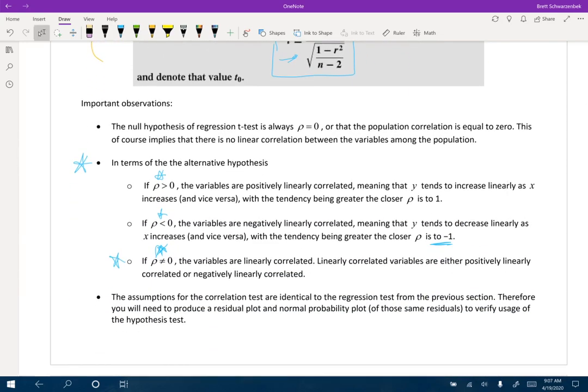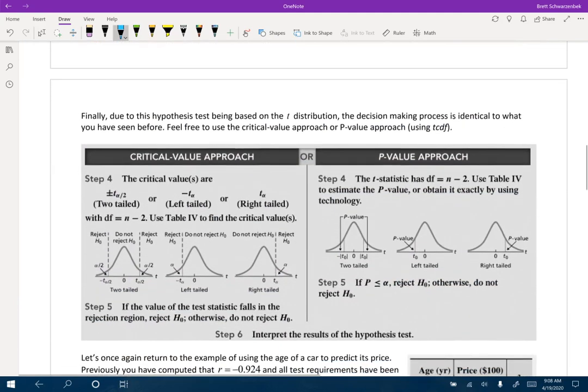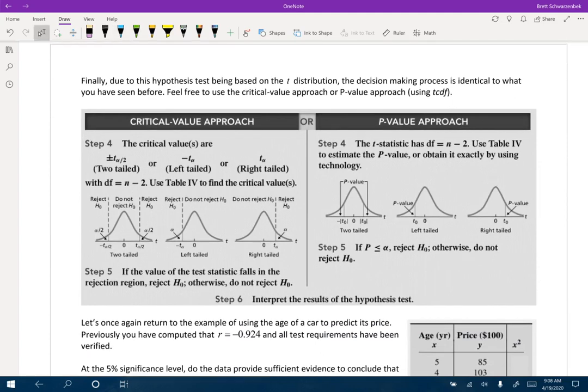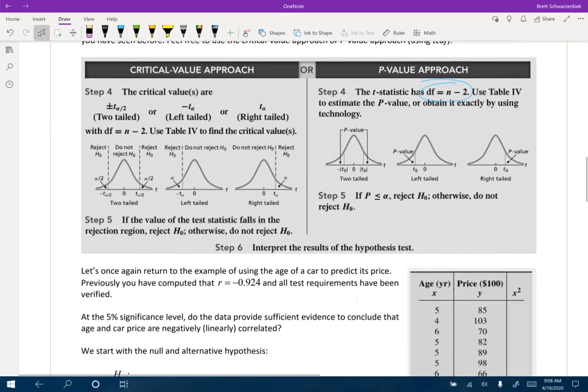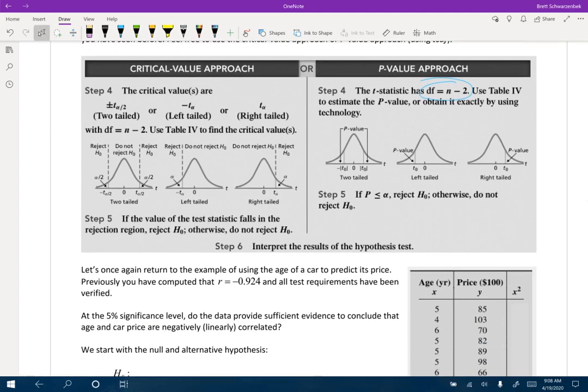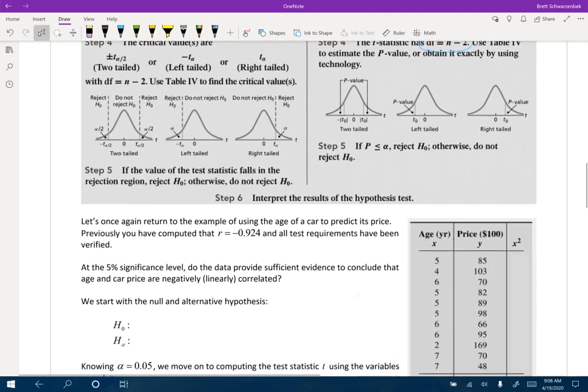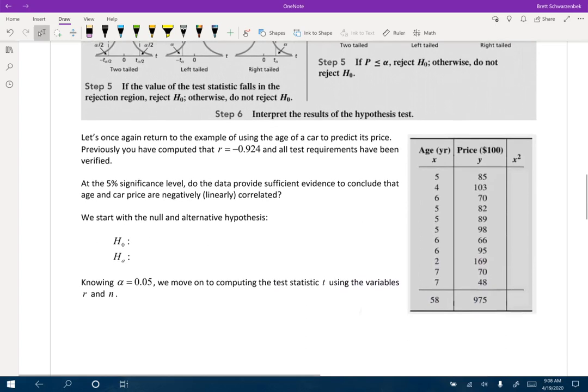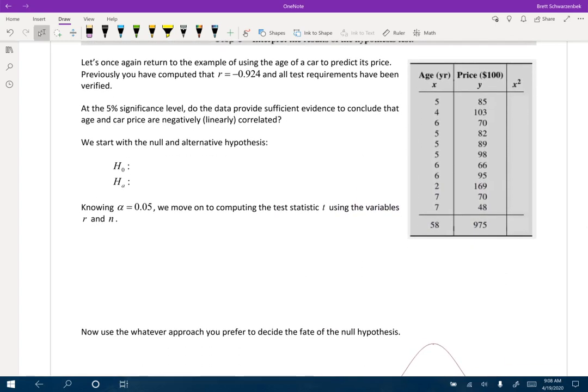A lot of these other important observations I mentioned already, so we're going to move on. Remember again, we are dealing with a critical value or p-value approach. Note that we are dealing with degrees of freedom n minus 2 again, because we have bivariate data, but it's very similar to the procedures we had before for the regression test.